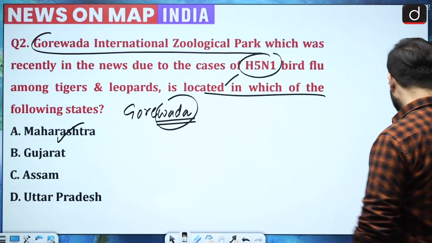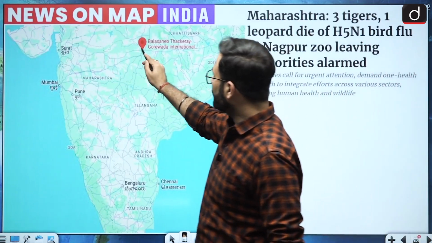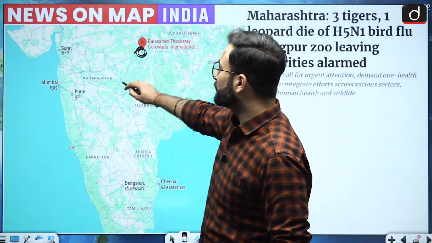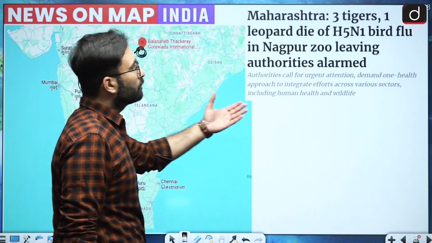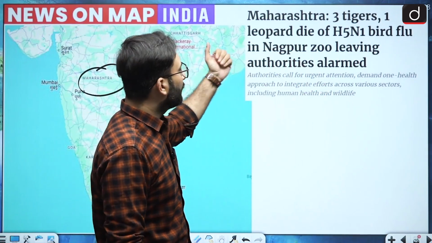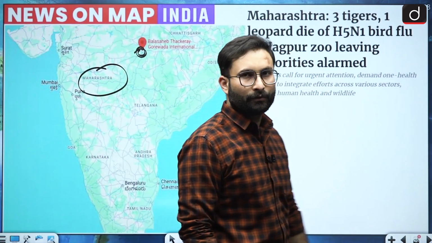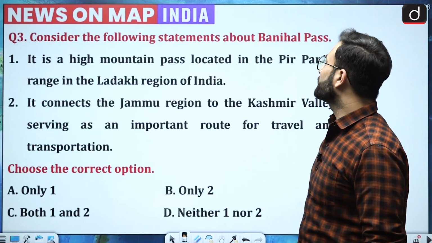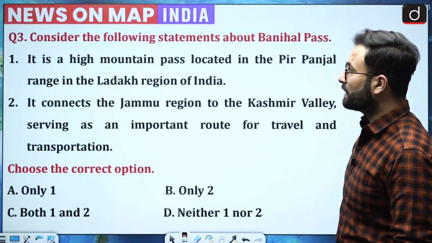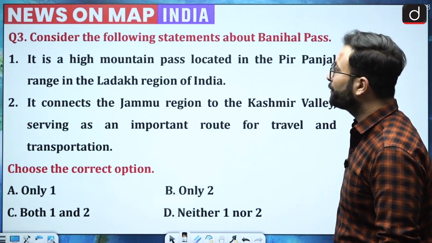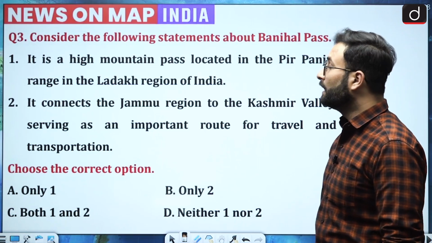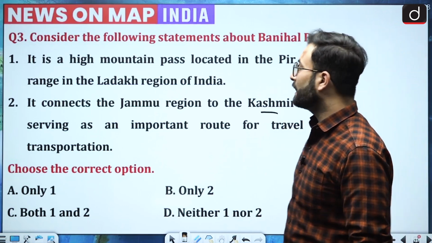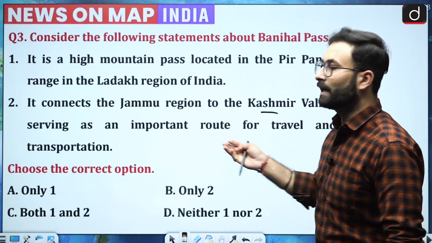Then here you can see the location. This is the Balasaheb Thackeray Gorewada International Zoological Park, which is in Maharashtra. Recently, as I told you, 3 tigers and 1 leopard died because of the avian influenza variant H5N1. Coming to question number 3, consider the following statements about the Banihal Pass. First, it is a high mountain pass located in the Pir Panjal range in the Ladakh region of India. Second, it connects the Jammu region to the Kashmir Valley, serving as an important route for travel and transportation.